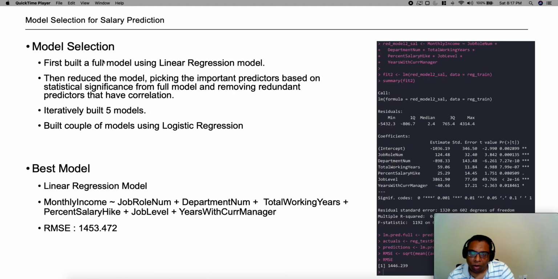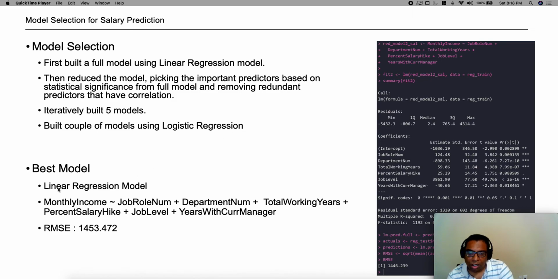Here is the model for salary prediction. Again, it's the same approach taken for model building as the previous one. First, a full model with all the predictors using a linear regression model is built. Then a reduced model is built, picking the important predictors based on statistical significance from the full model and removing redundant predictors that have correlation. And then iteratively, five to six models were built, and I also used a couple of logistic regression models.